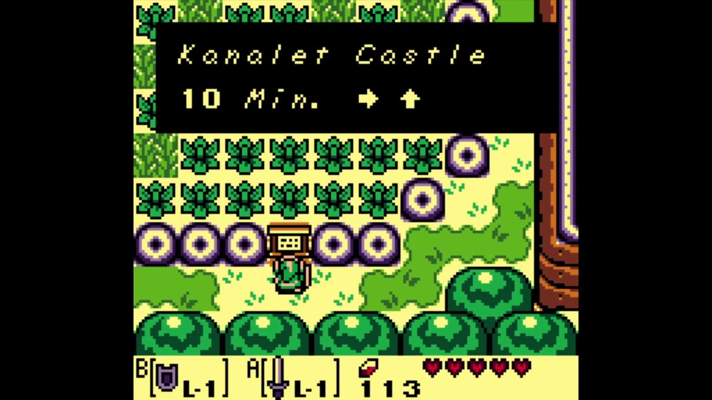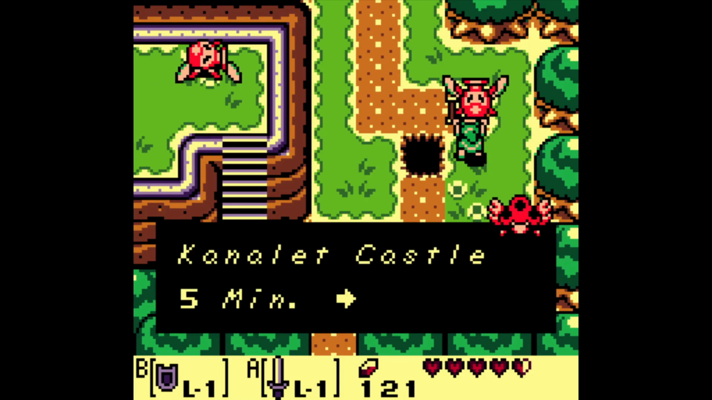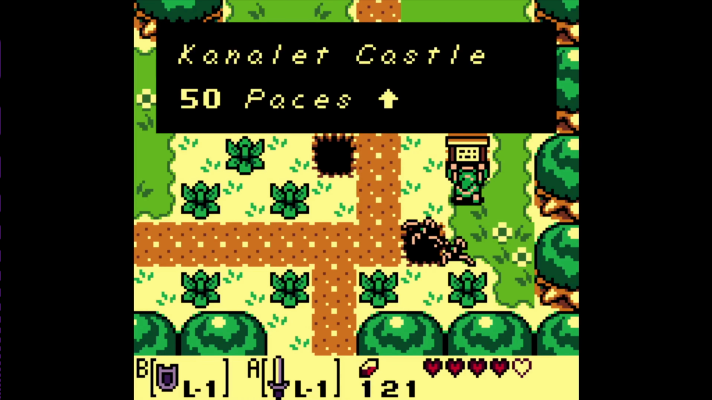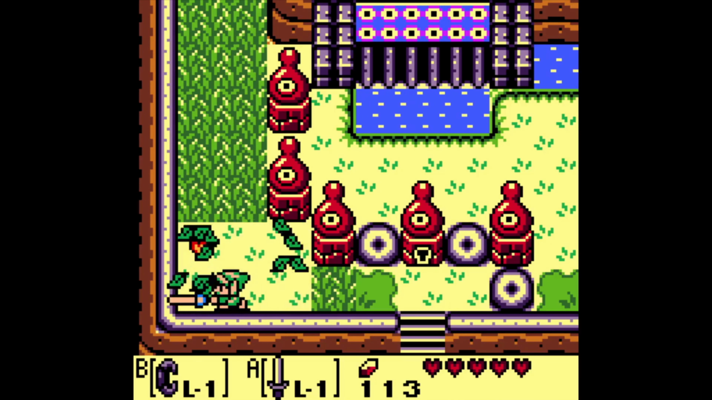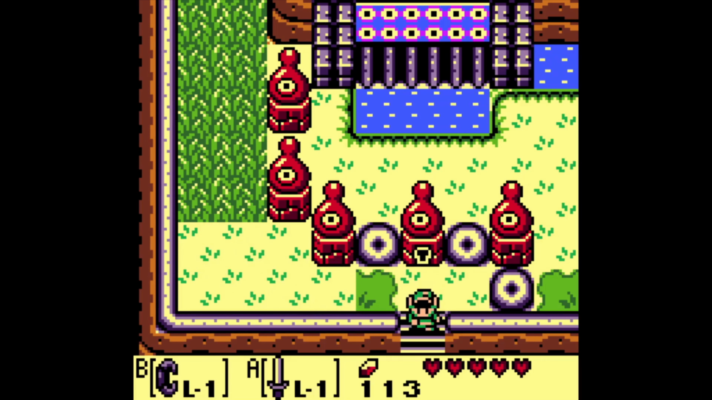Koholint Castle North, 10 minutes. Koholint Castle East, 5 minutes. And Koholint Castle North, 50 paces. So right away, I started thinking about these unconventionally worded signs. It seemed a bit odd to have 3 proximity markers with 2 in time and 1 in distance.